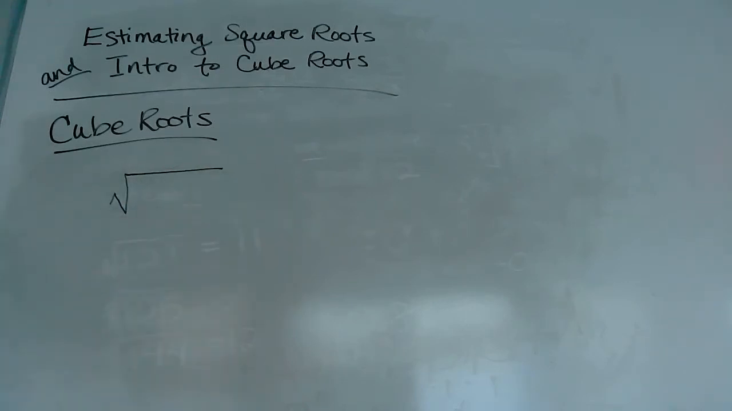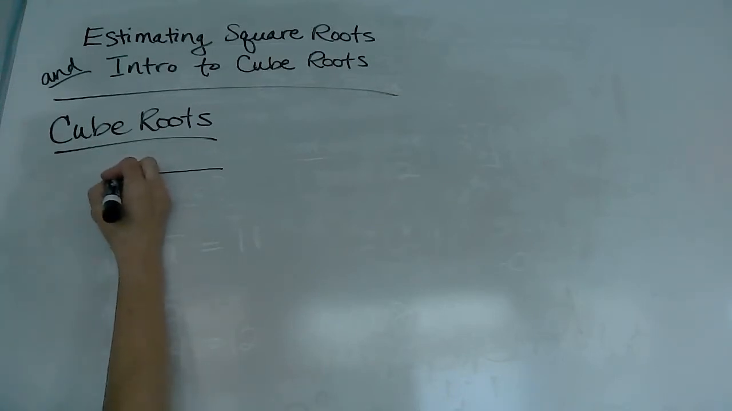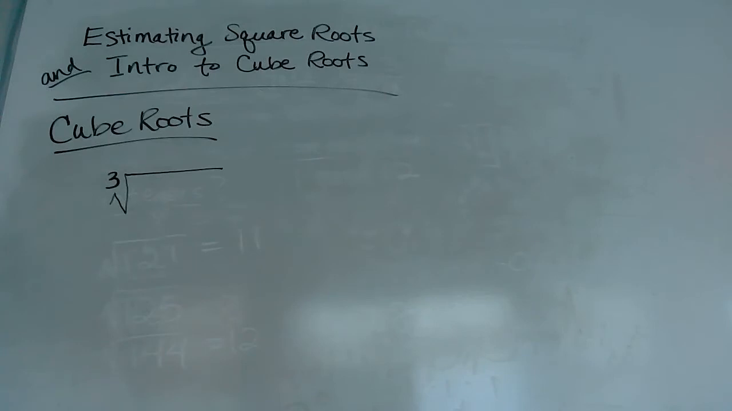The difference is that if you don't see a number on this symbol, you assume that it is a square root, or there is a 2 there that we don't write. Once you have a cube root or a fourth root or a fifth root, the number sits right here. And in this case, the number is a 3.